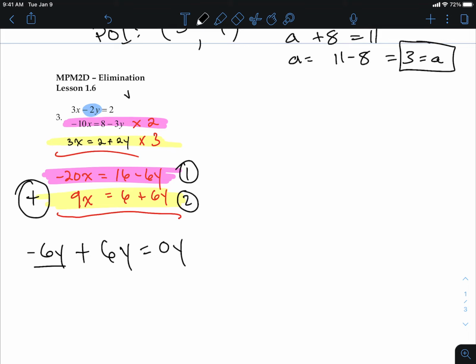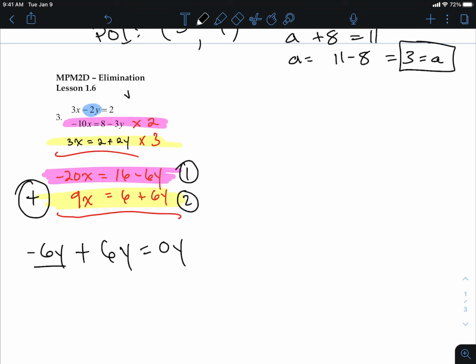Is everybody okay? Again, this is as hard as it's going to get for the purposes of your test Thursday. The idea is going to stay the same when we kick it up a notch. So it's just fractions and decimals, that's all. We'll do that tomorrow. So now we just do the same process.